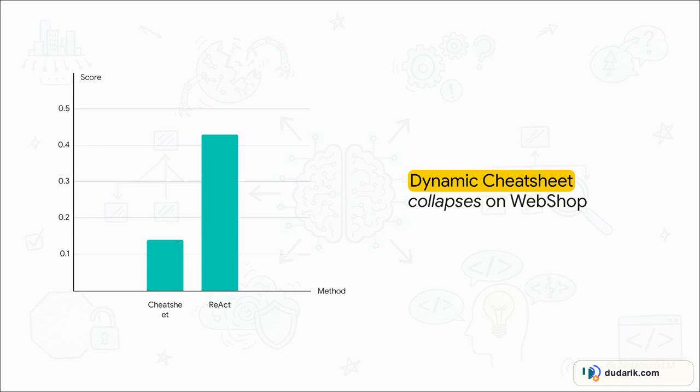And on the WebShop benchmark, the results are wild. An unguarded method like dynamic cheat sheet catastrophically drops to a 0.14 score compared to the vanilla React agent's 0.43. Because dynamic cheat sheet curates context without that strict held-out gate, it overfits to its training data, creates brittle context, and completely breaks under distribution shifts. It literally makes the underlying agent dumber.